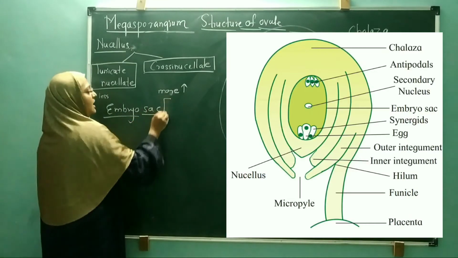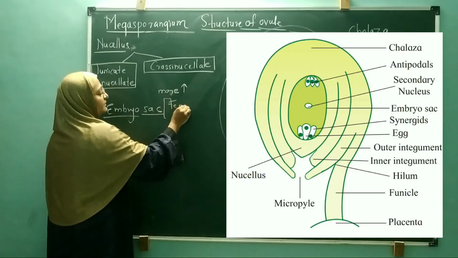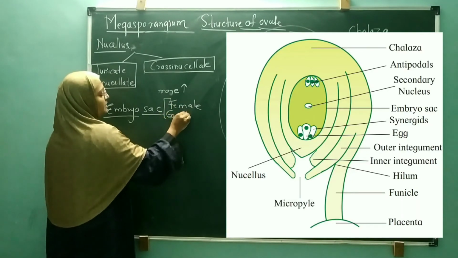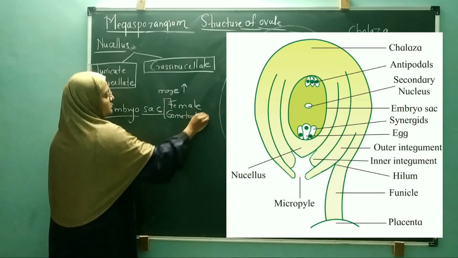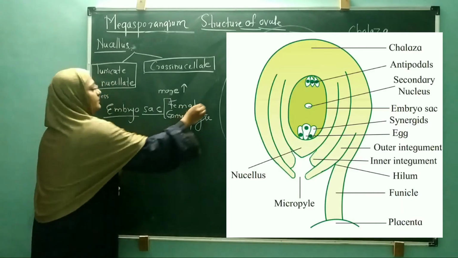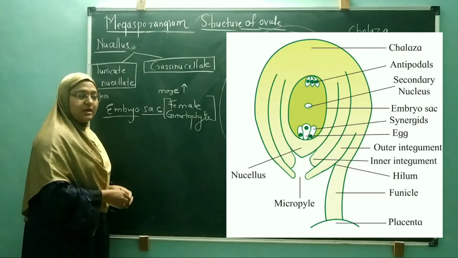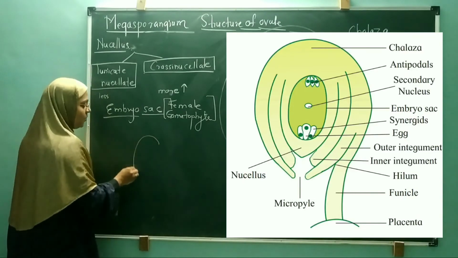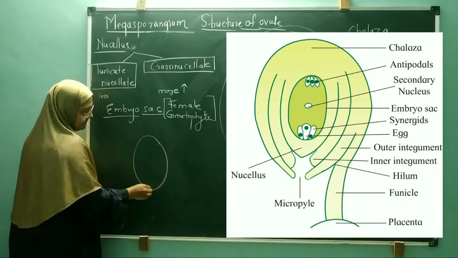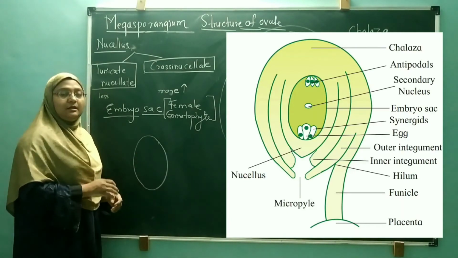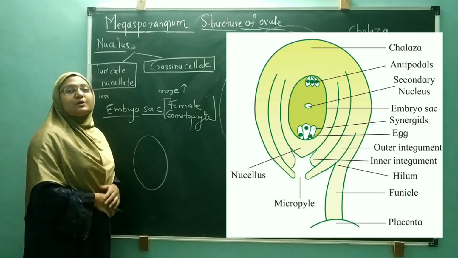Embryo sac is called a female gametophyte. It is a female gametophyte. What is the content of this embryo sac? This embryo sac is oval in shape and colorless in nature in most of the angiosperms.